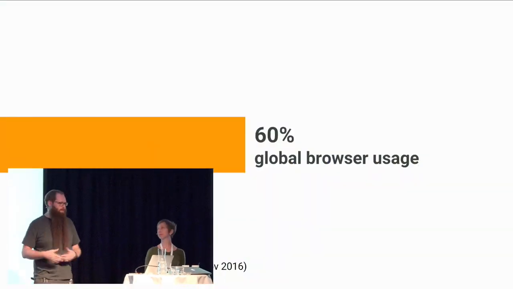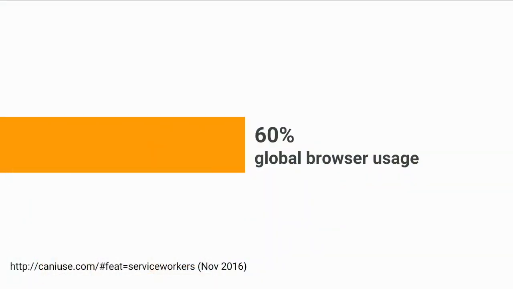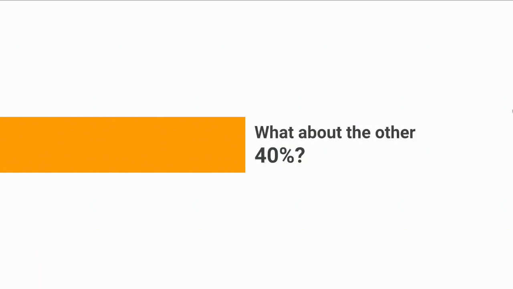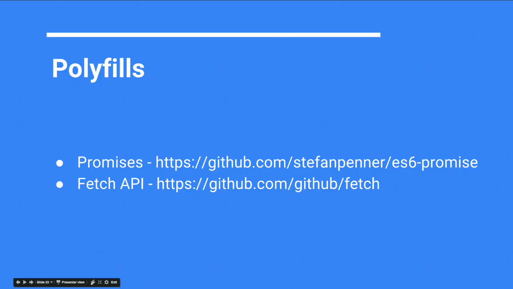I don't know. So really, about 60% of global browser usage can support all of these cool new progressive features. What about the other 40%? Well, these are progressive web apps, and the idea is that your app should still work, should still be a good app, even if not all these technologies are supported.